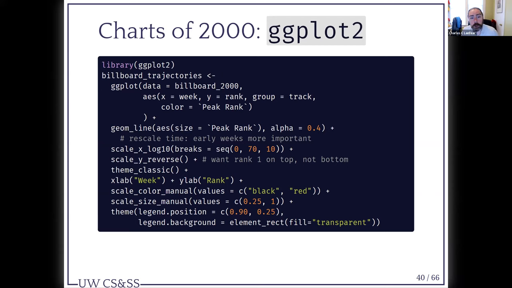I'm not going to go over the code for this ggplot for the interest of time. There's nothing novel in here, except I've put a logarithmic x-axis to make the space between weeks wider at the beginning than the end, because there's more data at the beginning. And I reversed the y-axis because you want rank number one at the top instead of at the bottom, because the best rank is number one, not 100. Nothing else is particularly novel here.